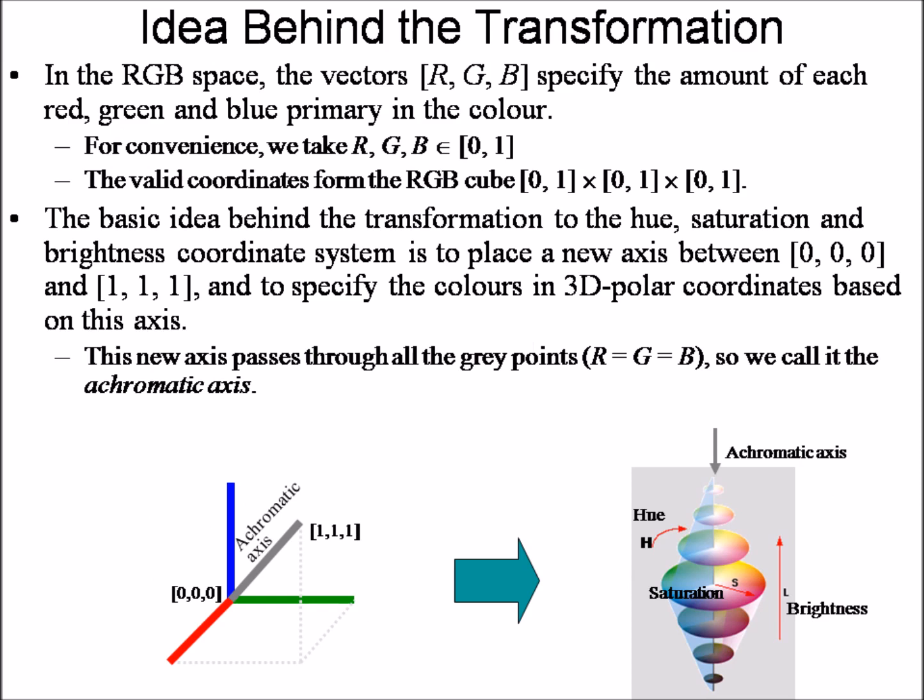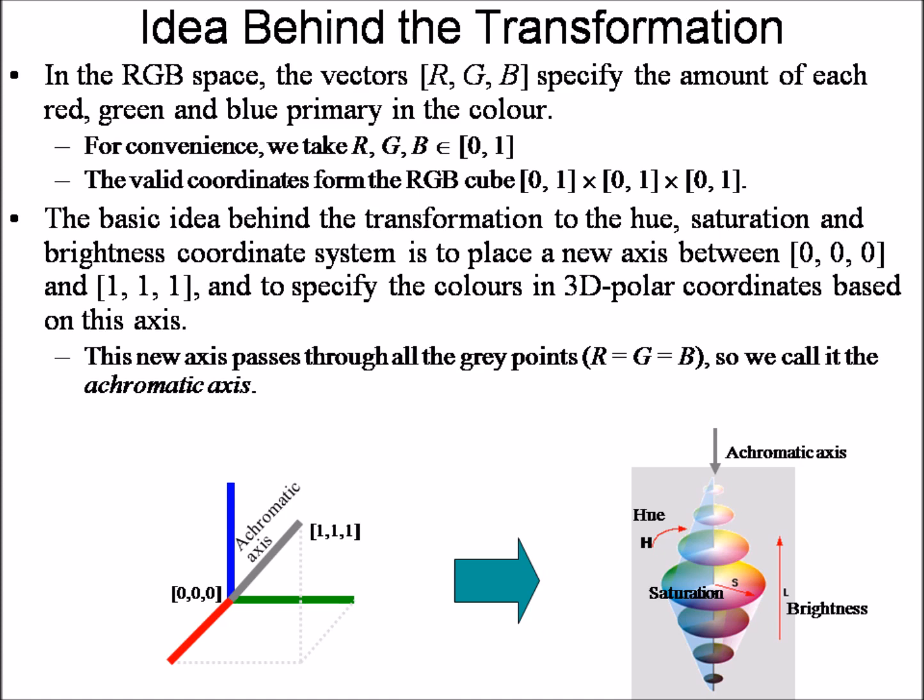Yes, there is a reason behind this transformation. As I already told you, RGB space is represented in a vector form R, G and B, which specify the amount of each red, green and blue primary color. For our convenience to understand the 3D polar coordinate system, we take RGB belonging to [0, 1]. The valid coordinates from the RGB cube are [0, 1] cross [0, 1] cross [0, 1], representing each axis.